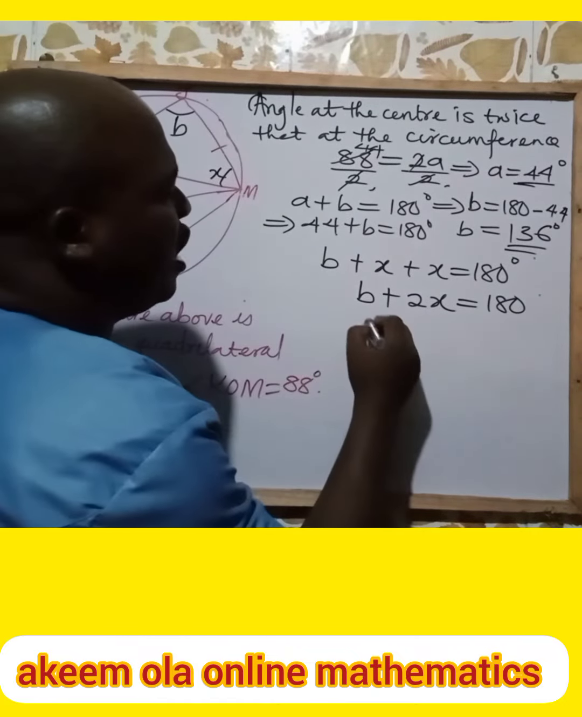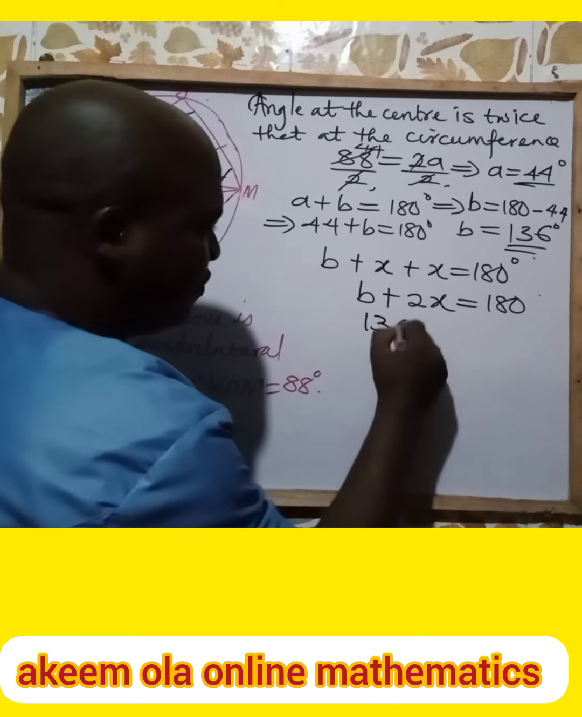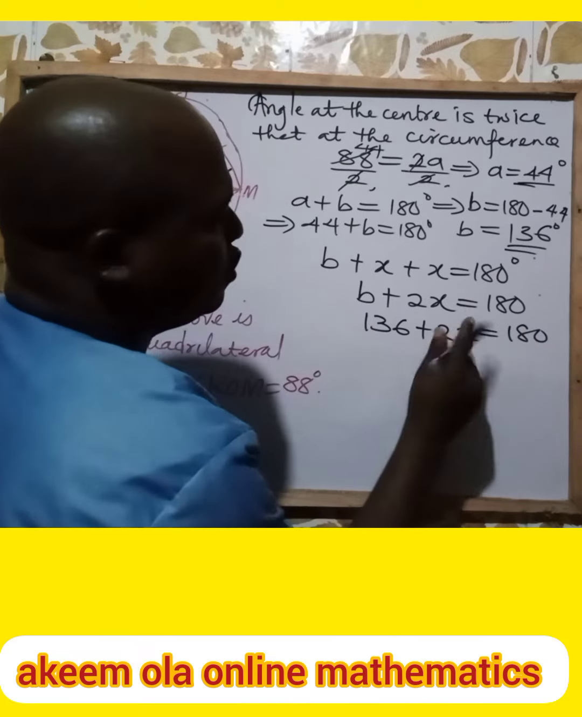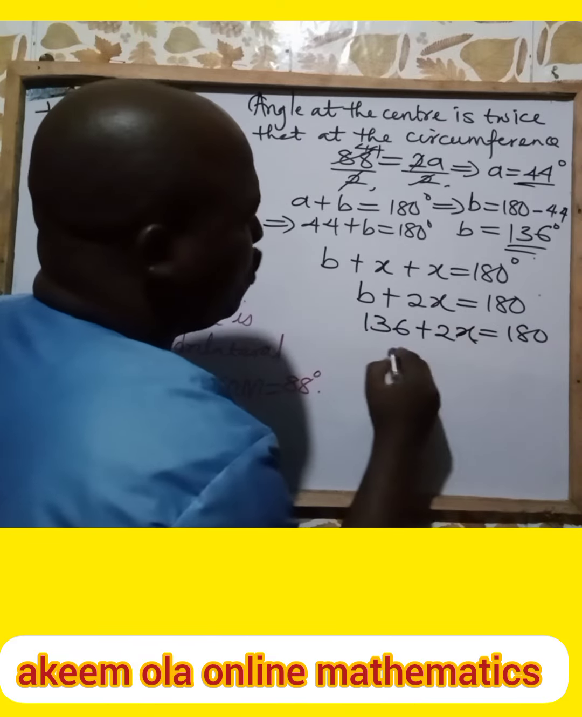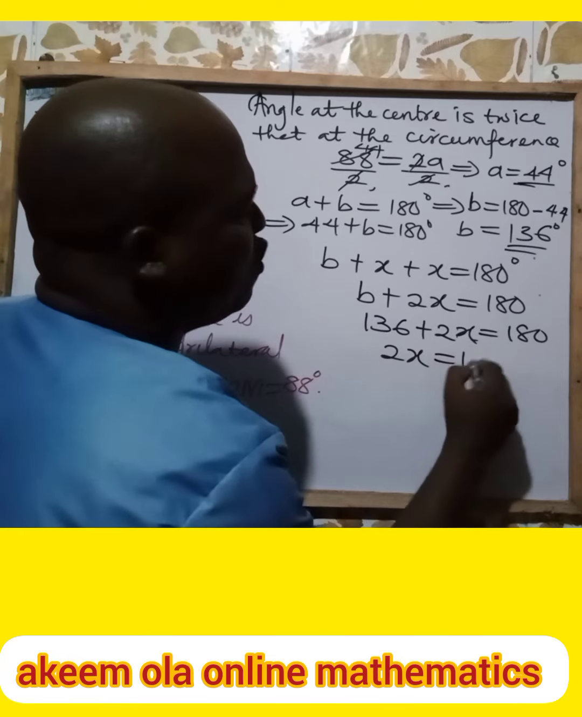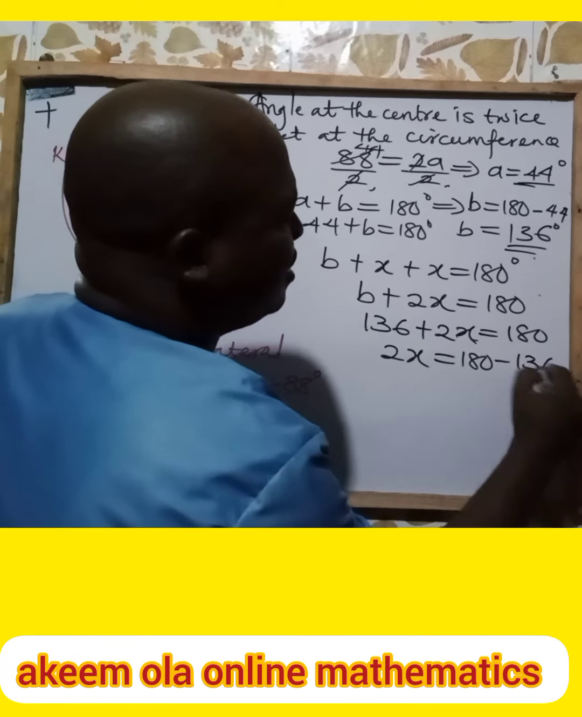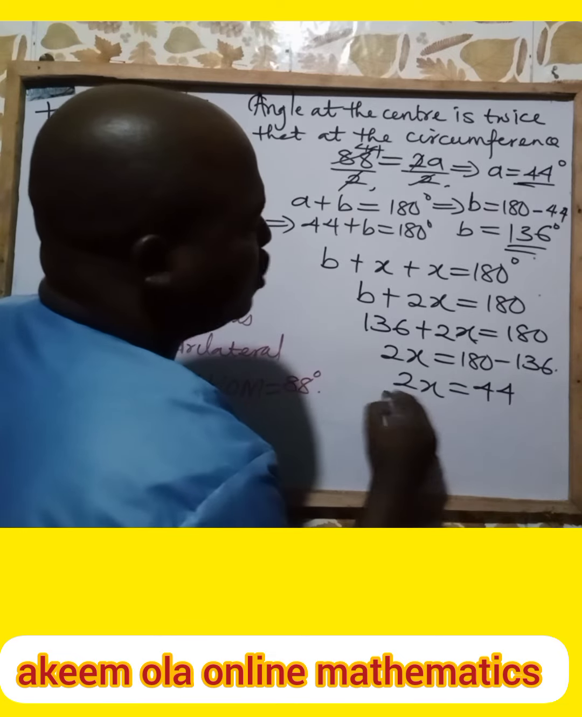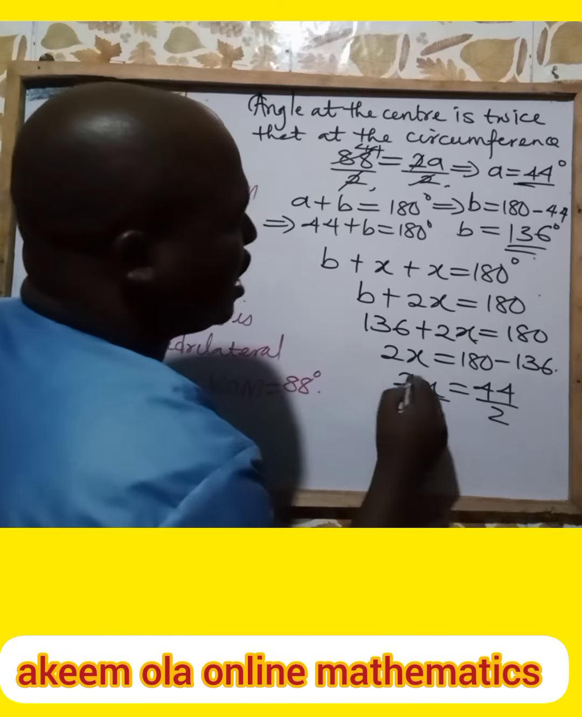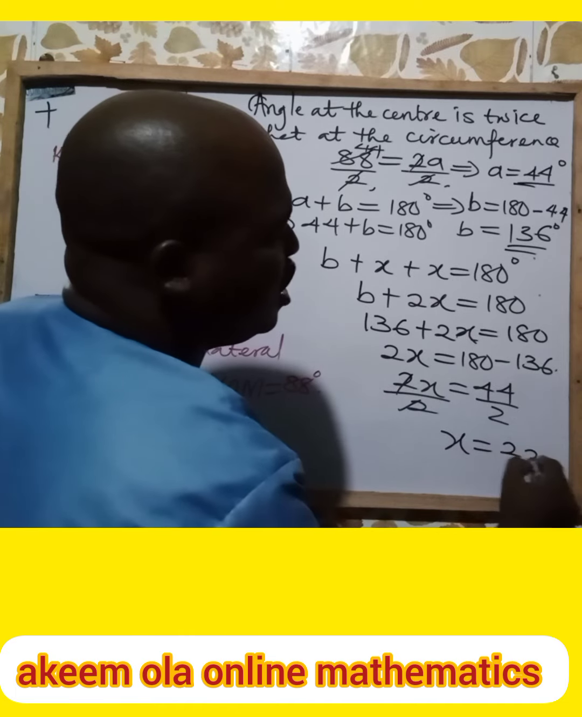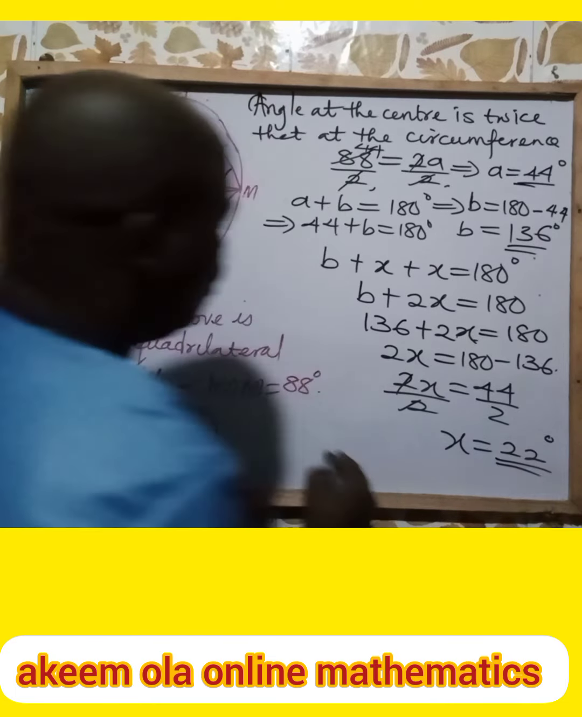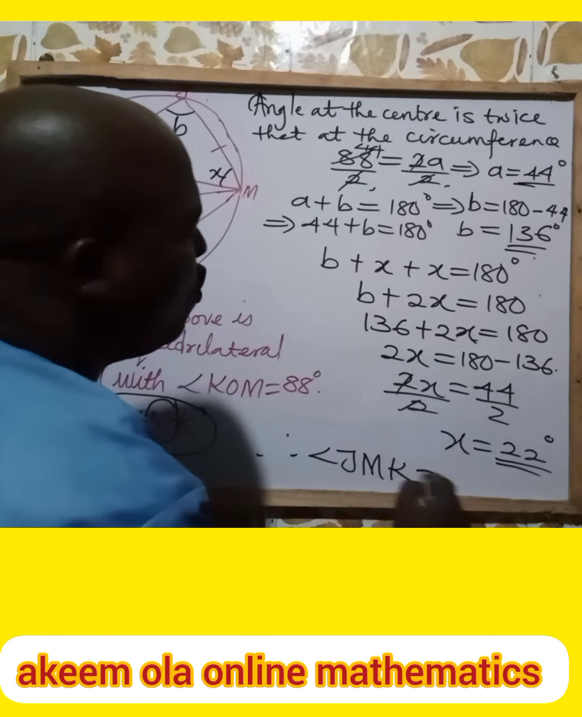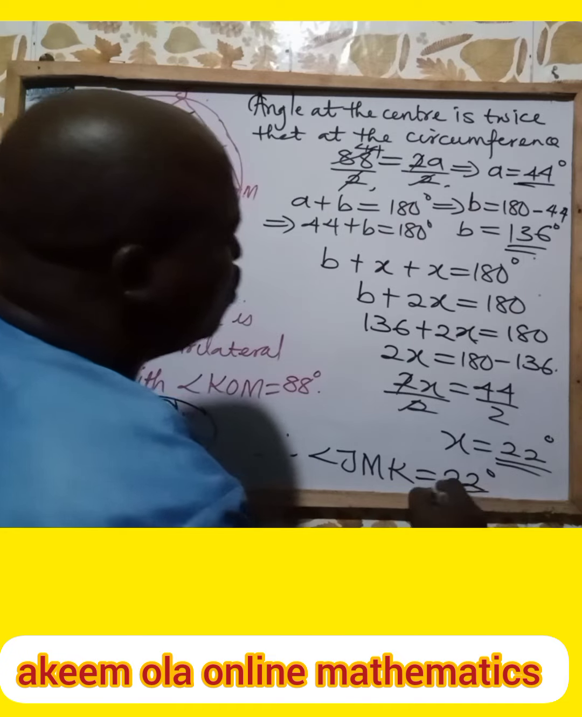If you do that, you're going to have 136 plus 2X is equal to 180. So 2X will be 180 minus 136. 2X will be equal to 44. So you can divide both sides by 2. The 2 will cancel. So our X will be equal to 22 degrees. Therefore, angle JMK will be equal to 22 degrees.